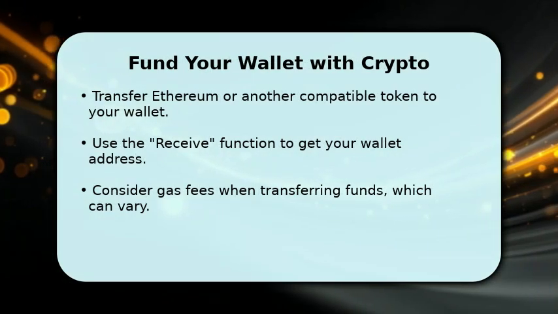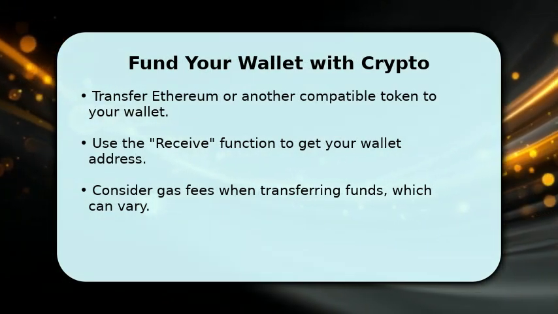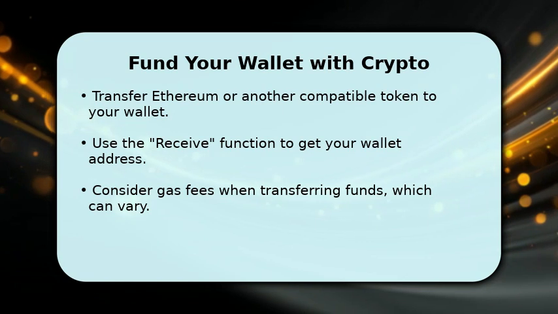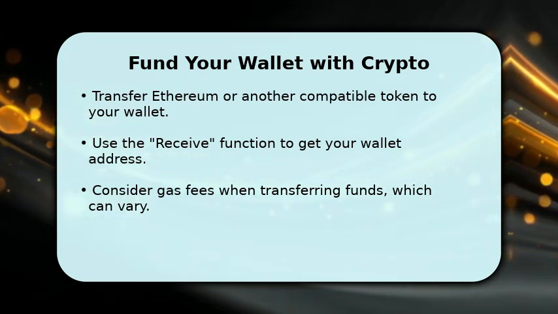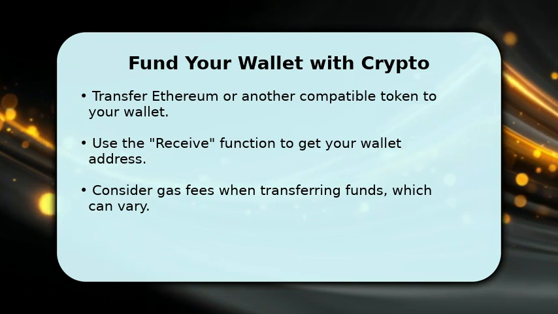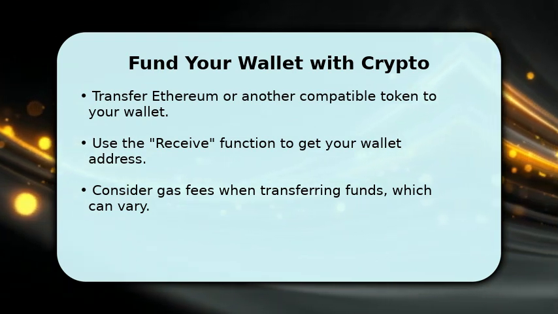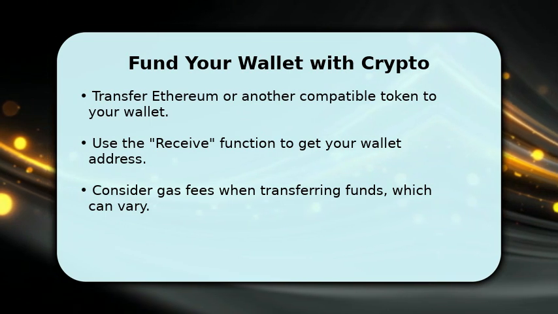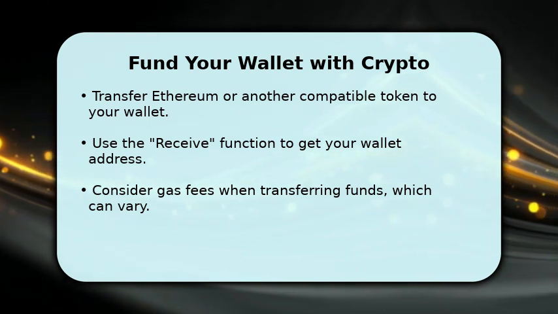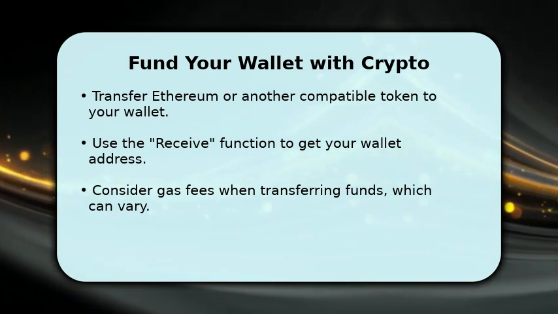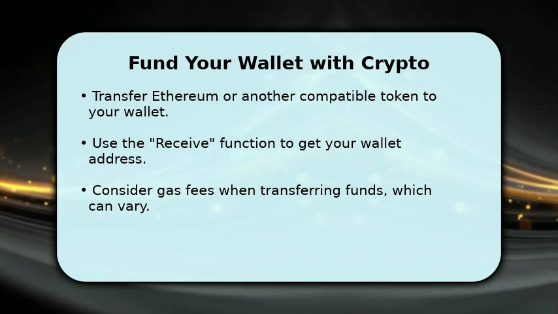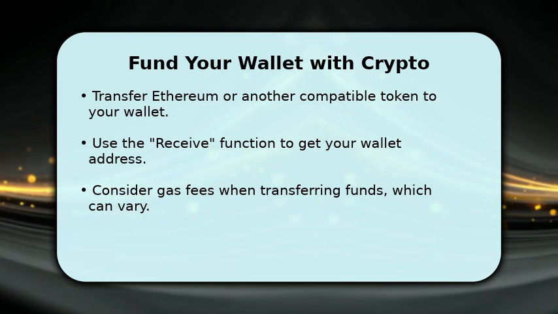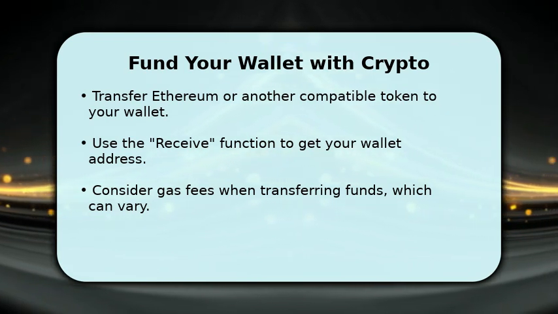Next, you'll need to fund your Coinbase wallet with a cryptocurrency like Ethereum or a stablecoin. Open your wallet and locate the Receive option to find your unique wallet address. Copy this address carefully and use it to send funds from another exchange or wallet. Be mindful of network transaction fees, often called gas fees, as these can fluctuate based on network congestion. Ensure you send enough to cover both your purchase and these fees.